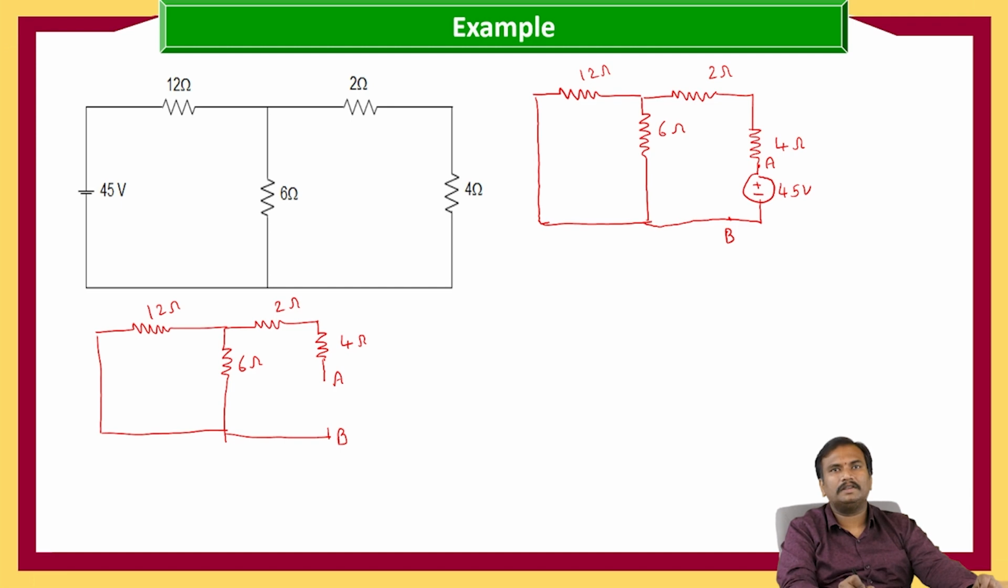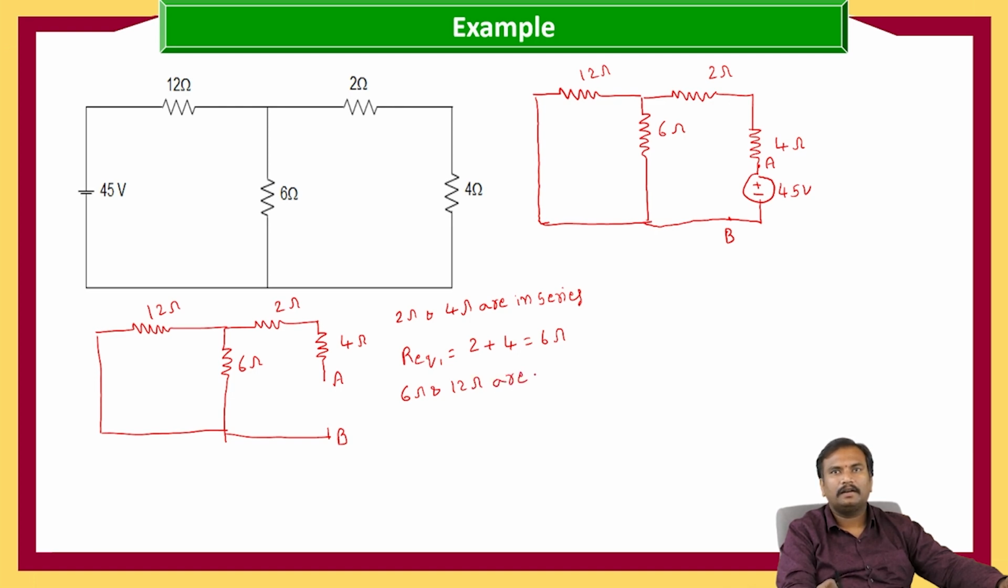Now between AB terminals, if you see that circuit, this 4 ohms and 2 ohms are connected in series, and 12 ohms and 6 ohms are connected in parallel. So 2 ohms and 4 ohms are in series. So R equivalent 1 is equal to 2 plus 4, which is equal to 6 ohms. And 6 ohms and 12 ohms are in parallel.